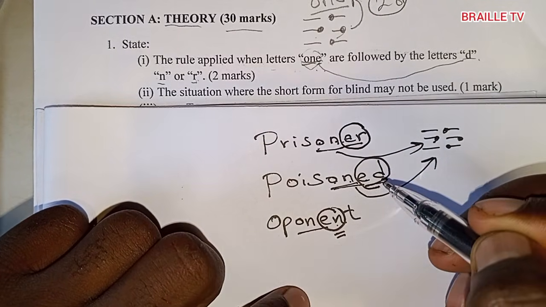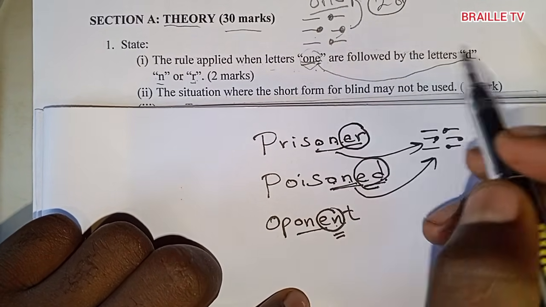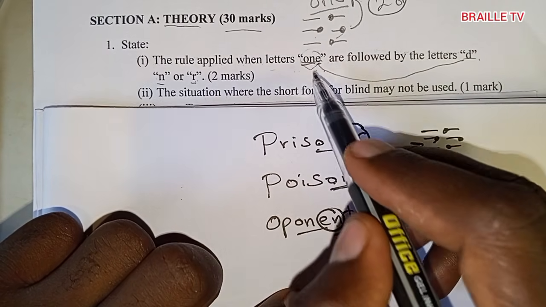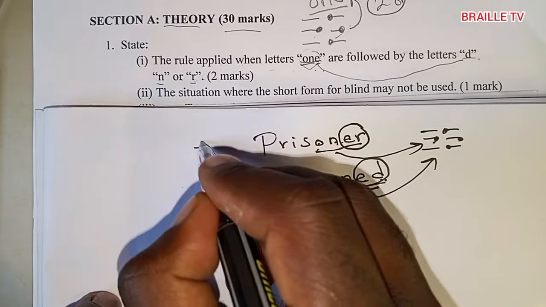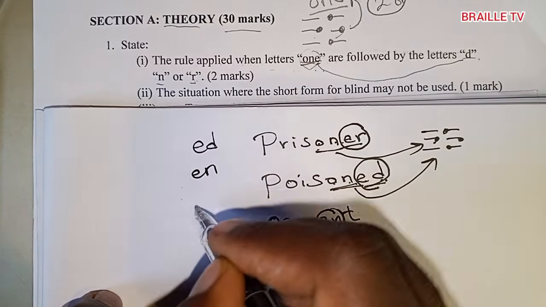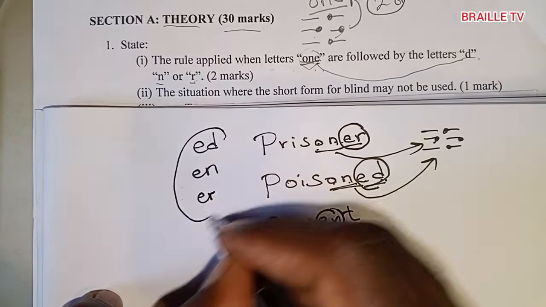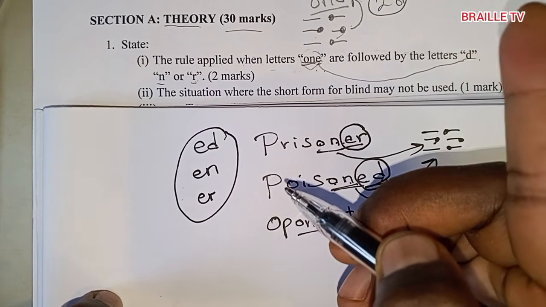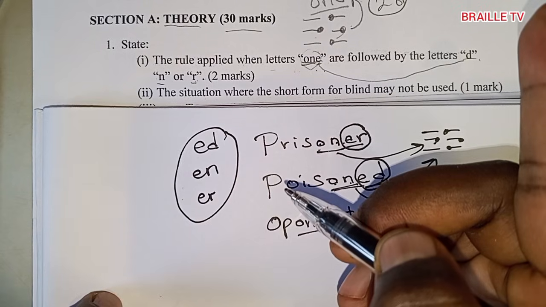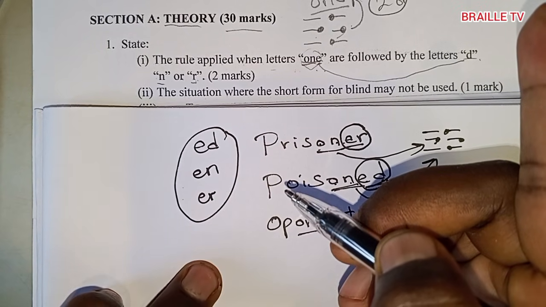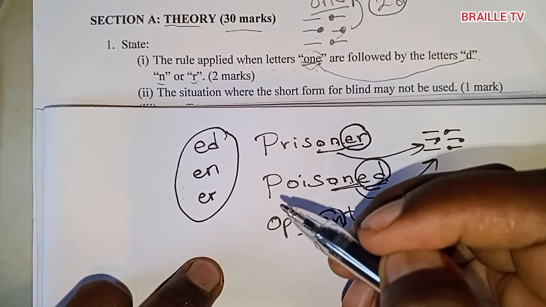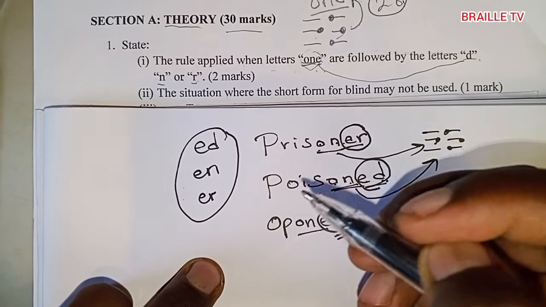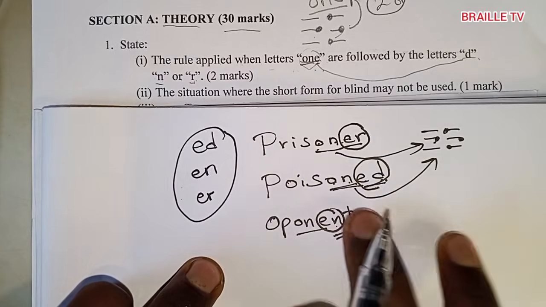So the rule is very clear. When one is followed by D, N, or R, do not contract one. Instead, contract ED, EN, and ER. That is the group sign to contract. So remember, it is the rule. Teachers, make sure that you read again and again the rules of Braille because they are mostly asked when it comes to KNEC exams. Okay, so make sure that you read and you understand.